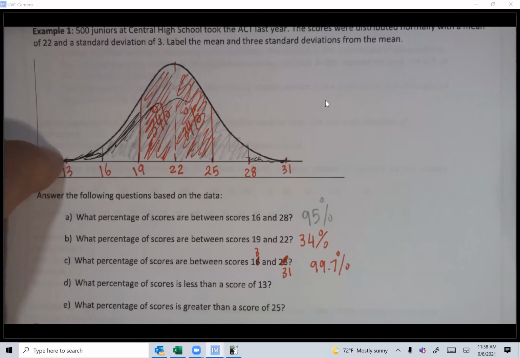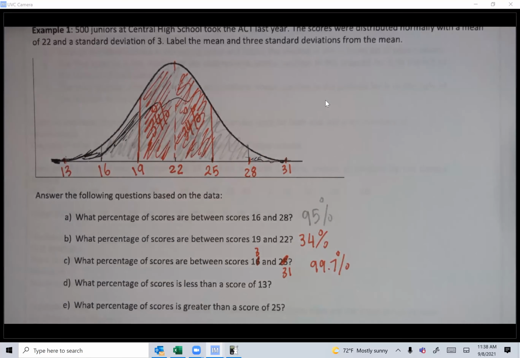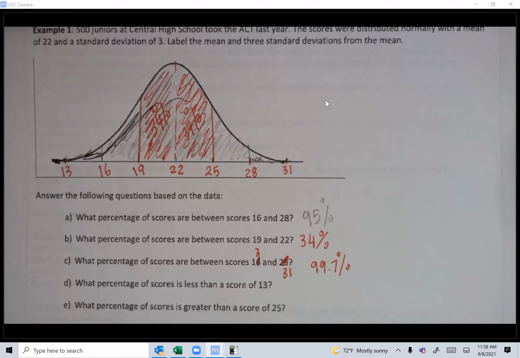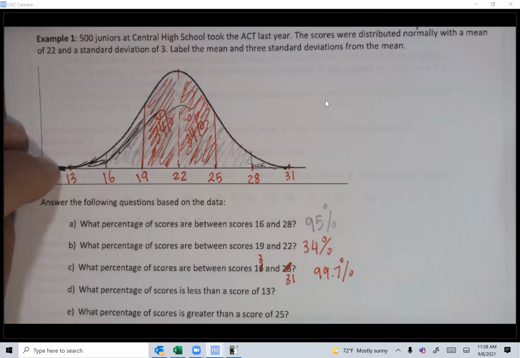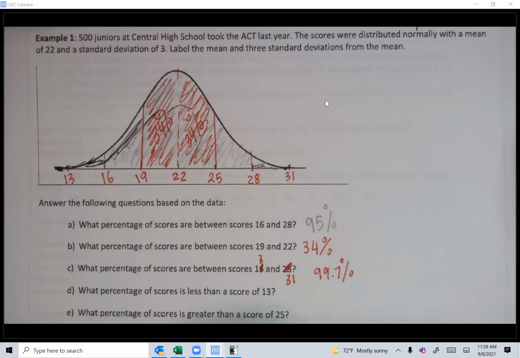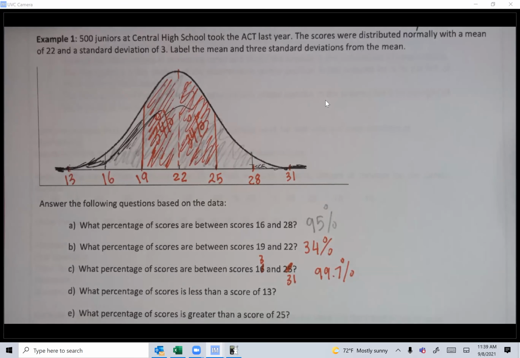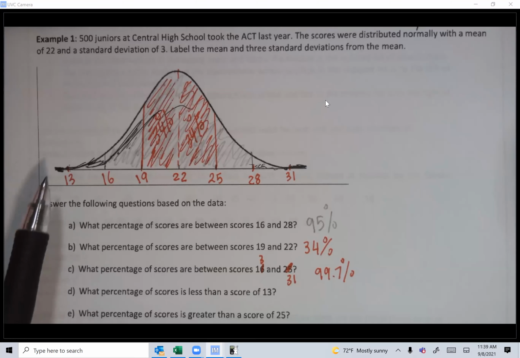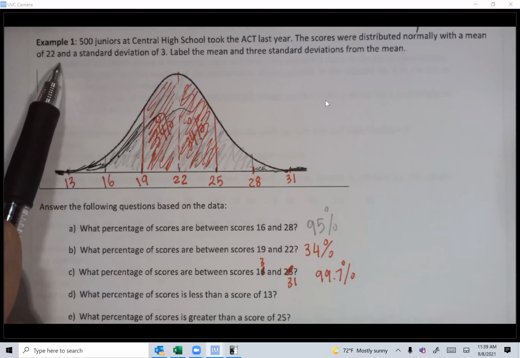Less than 13. Remember, the whole area is 100% under the curve. We know from 13 to 31 is 99.7%. What would be left for less than 13 here, guys? A tiny bit. You can barely see it. And there is a tiny bit on this side as well. Any ideas? 0.3. Very good. You're getting close. It's a 0.3. And do you know where she came up with the 0.3? Because she subtracted 100% minus 99.7.